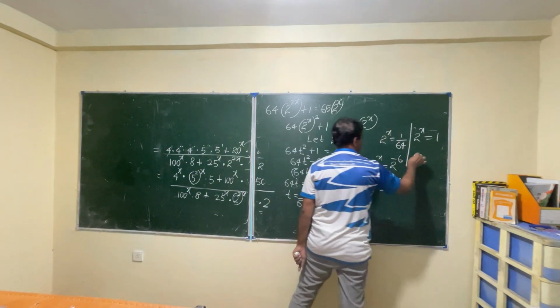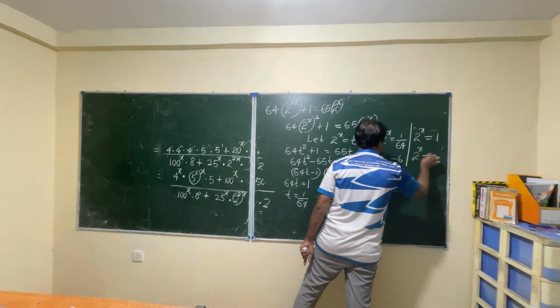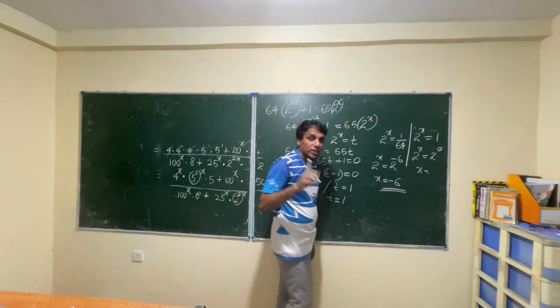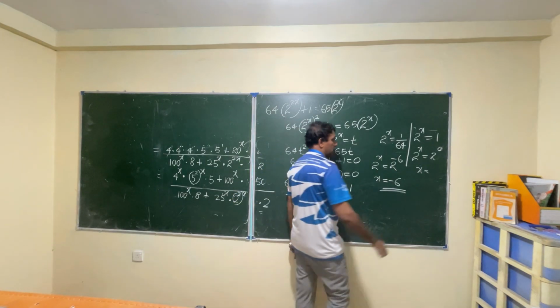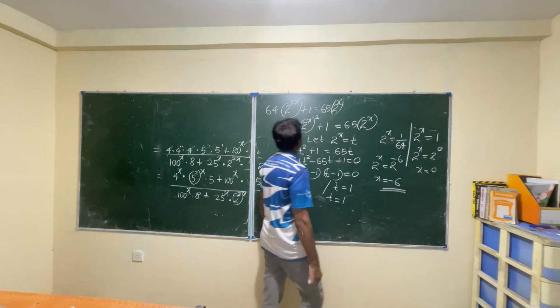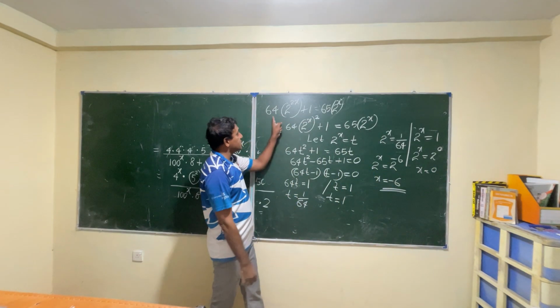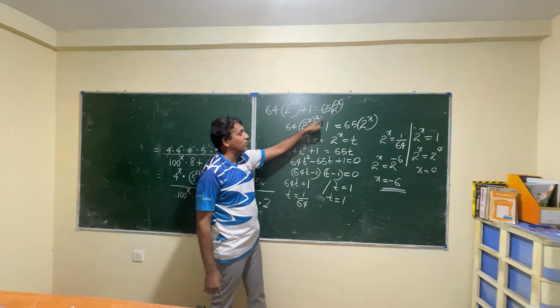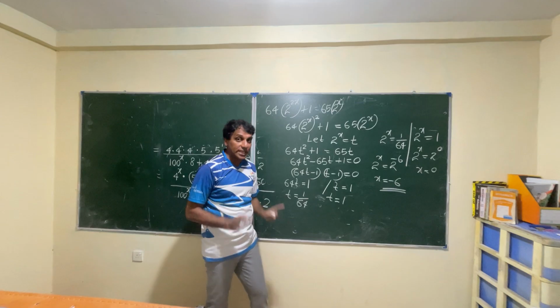And come back here. 2 to the power x equals 2 to the power 0. Any power 0 is 1, so x is 0. Two solutions available. Check: 0 gives 1, 1, 1, 1, 64 plus 1 is 65. Both values satisfy here.